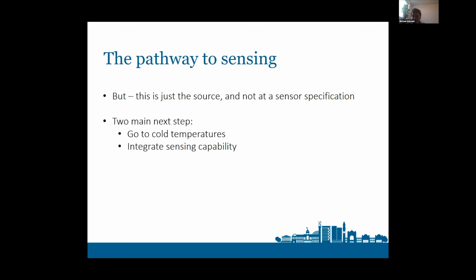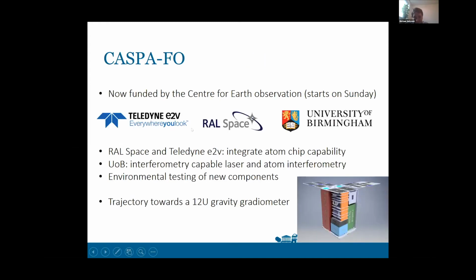Now, that's one side of it, but the other is that the laser system is very simple. It doesn't have any of the frequency control or power control that it would need in order to actually do interferometry or these next steps of cooling. So these are our two main next steps. How can we get colder, and how can we integrate some kind of capability to do sensing?